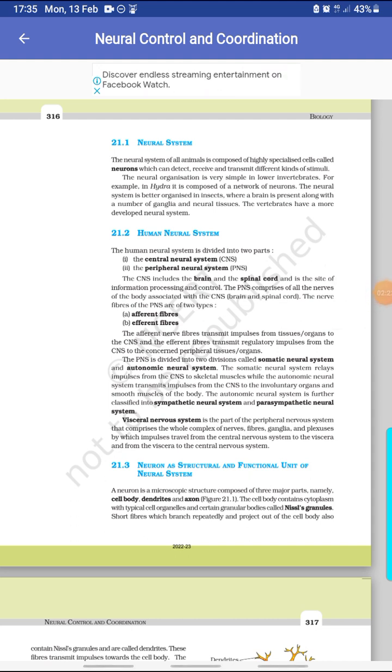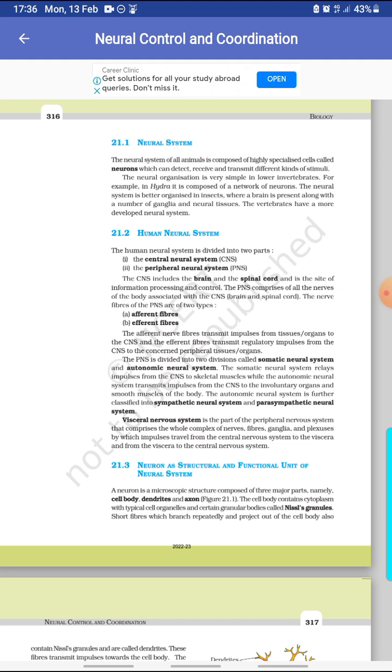Human neural system. The human neural system is divided into two parts. First, the central neural system or CNS, and second, the peripheral neural system or PNS. The CNS includes the brain and the spinal cord and is the site of information processing and control. The PNS comprises all the nerves of the body associated with the CNS, brain and spinal cord. The nerve fibers of the PNS are of two types. First, afferent fibers and second, efferent fibers.